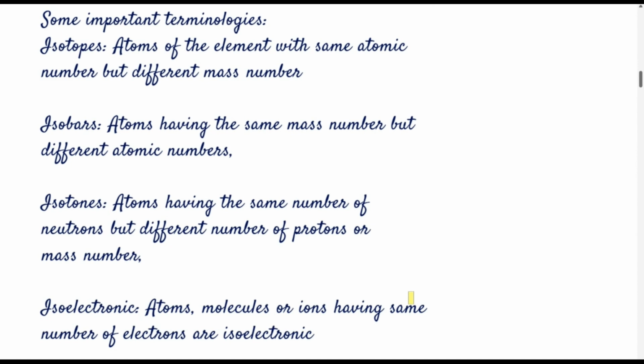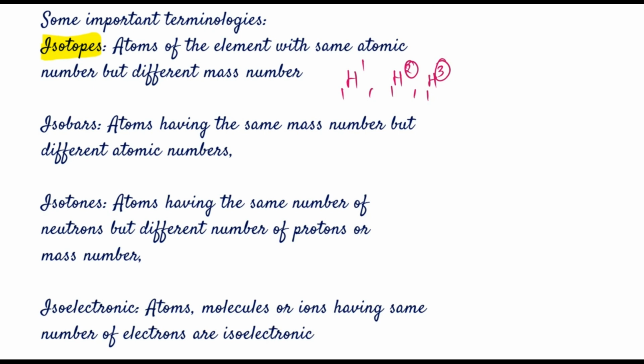Let's talk about the important terminologies. I'm omitting atomic weight and molecular weight. Let's get into it. First of all, isotopes. Isotopes, as you know, are atoms having the same atomic number but different mass numbers. For example, hydrogen 1 1, hydrogen 1 2, hydrogen 1 3. What are these? These are isotopes: hydrogen, deuterium and tritium. Right? They have different mass numbers.